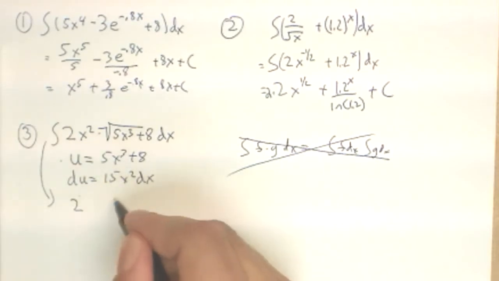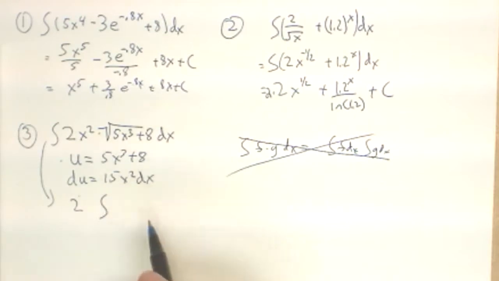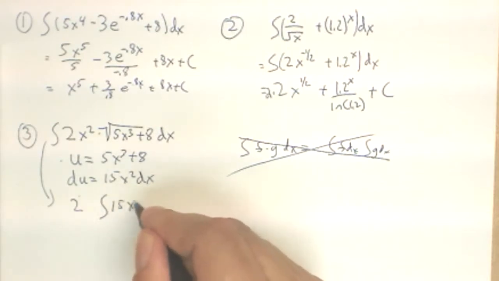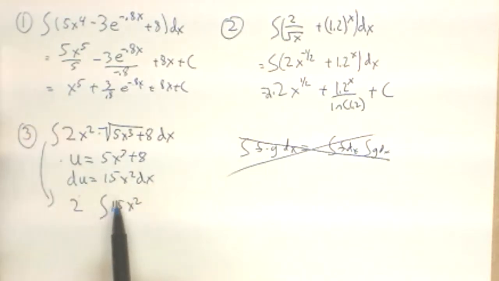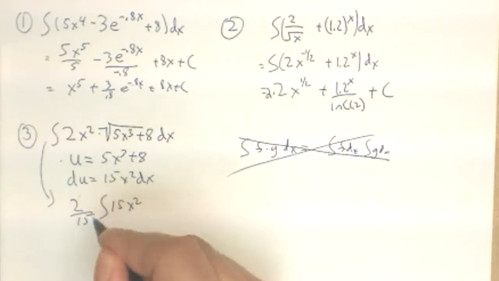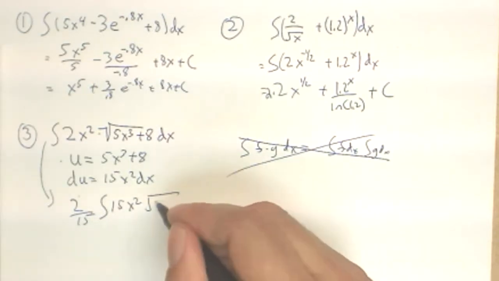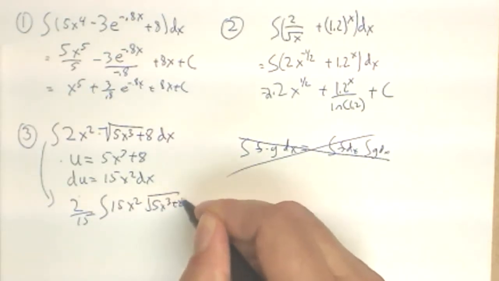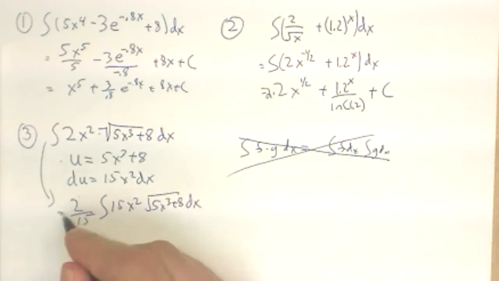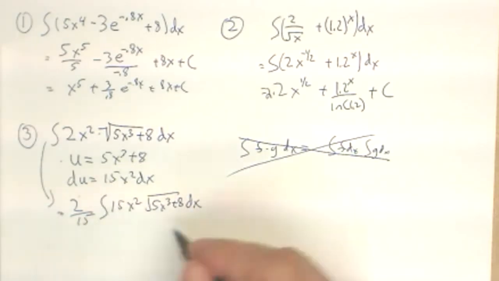Okay, let's take the 2 outside. I need to have 15x squared. So the 2's gone. I just inserted a 15, so I'm going to put 15 on the bottom. 15 over 15 is 1. That's no change to the problem. Times the square root of 5x cubed plus 8 dx. In this form, we can see the substitution quite clearly.